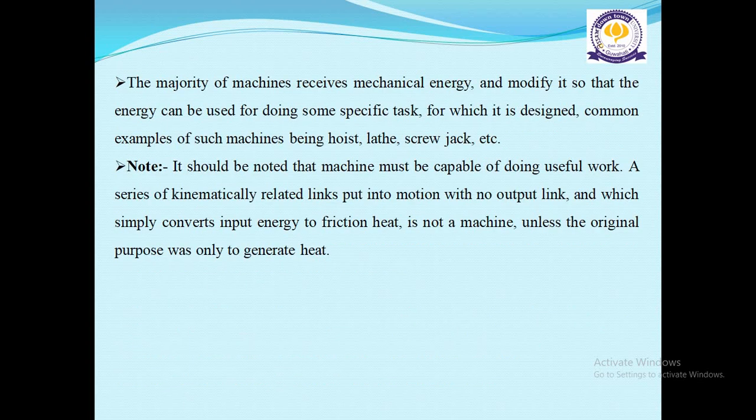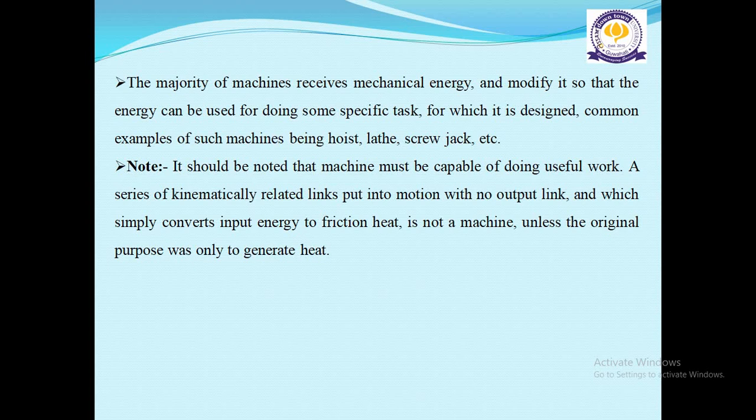Moving on to the next slide. The majority of machines receive mechanical energy and modify it so that the energy can be used for doing some specific tasks for which the machine is designed. Common examples of such machines are forging machines, lathes, shapers, etc. These machines we have already seen in the workshop. If not, I will show you later.